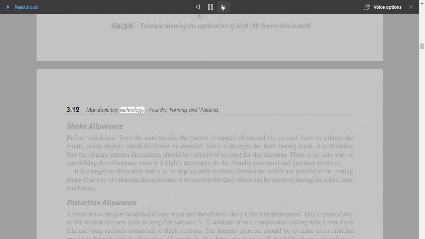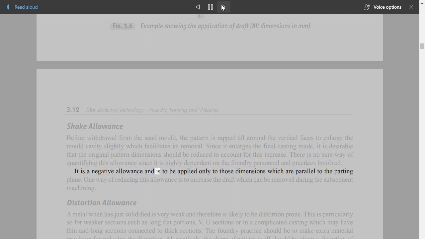Shake allowance. Before withdrawal from the sand mold, the pattern is rapped all around the vertical faces to enlarge the mold cavity slightly, which facilitates its removal. Since it enlarges the final casting made, it is desirable that the original pattern dimensions should be reduced to account for this increase. There is no sure way of quantifying this allowance since it is highly dependent on the foundry personnel and practices involved.